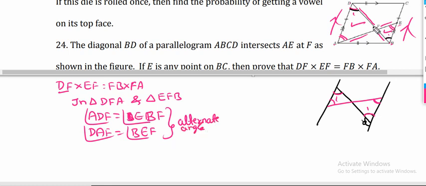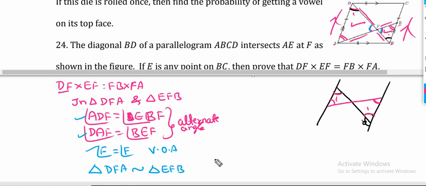And also this angle is equal to this one. I consider these are the two vertically opposite angles. Angle F is equal to angle F. This can be considered as vertically opposite angle. That means all the three angles are equal. That means triangle DFA is similar to triangle EFB. Both triangles are similar. Then we have to write the ratios here.